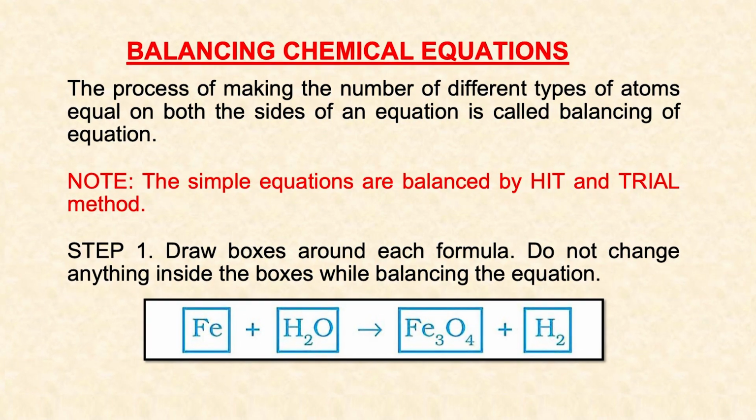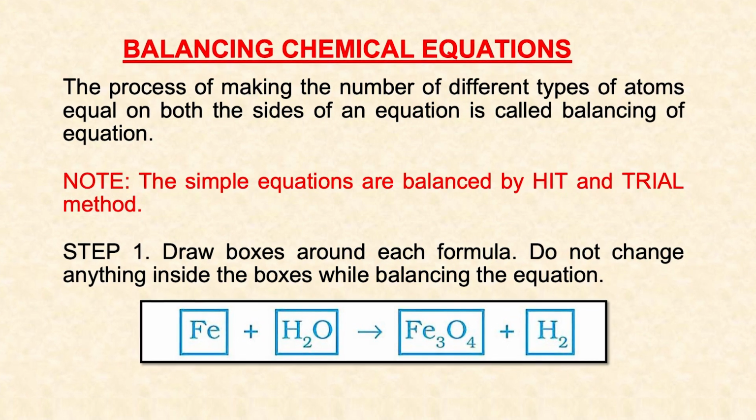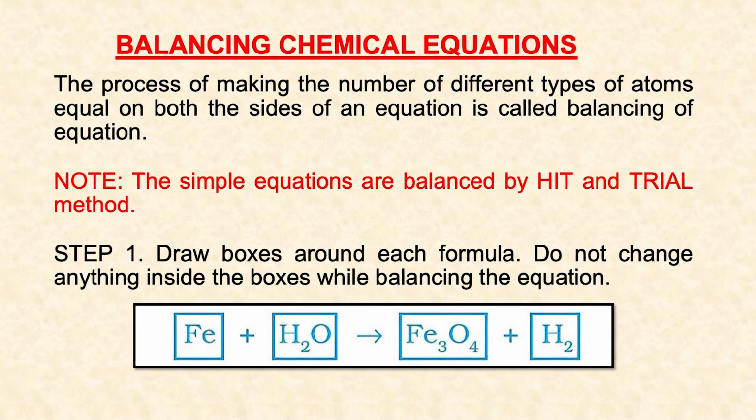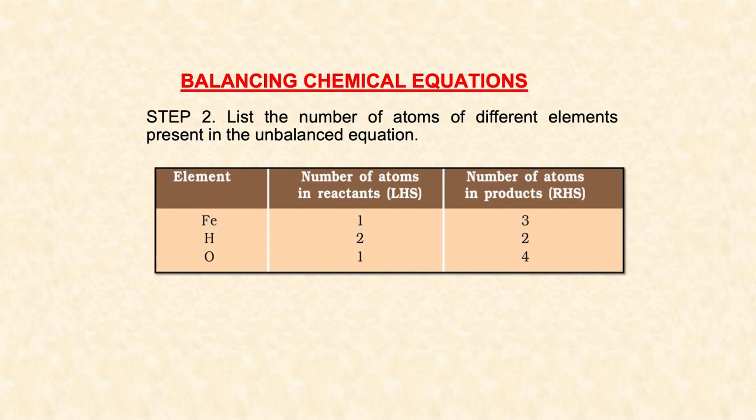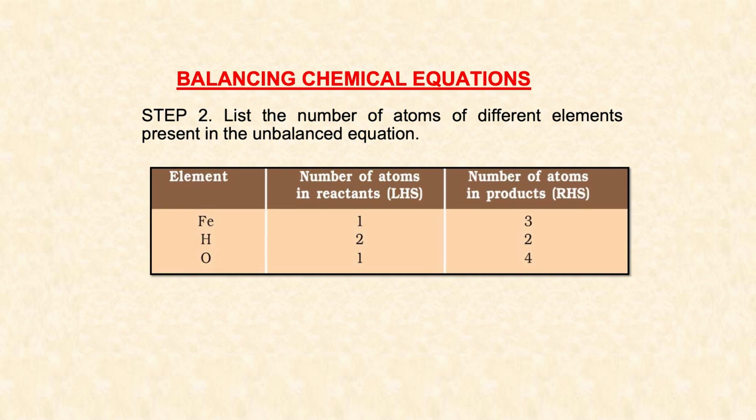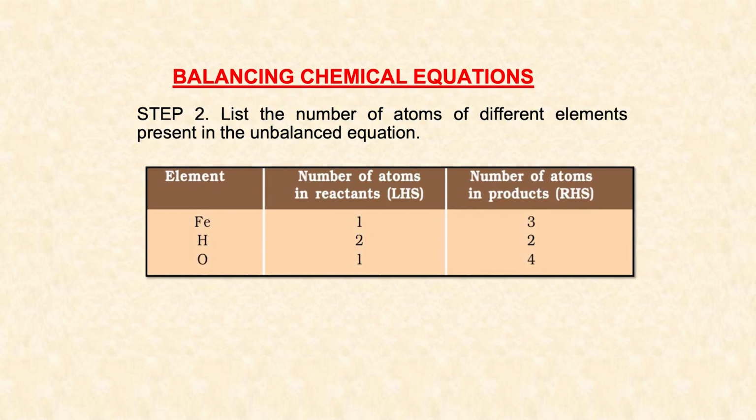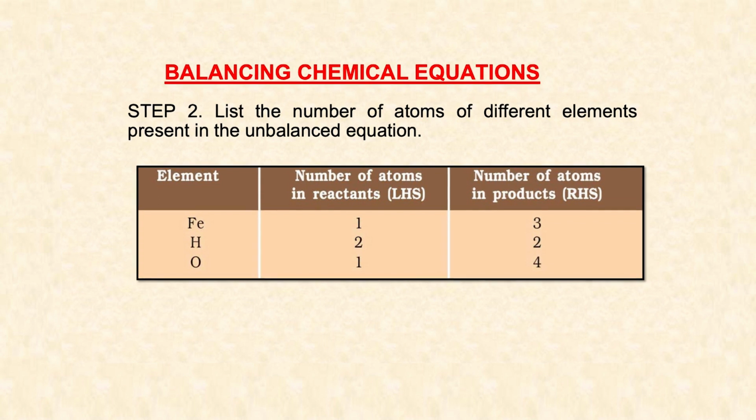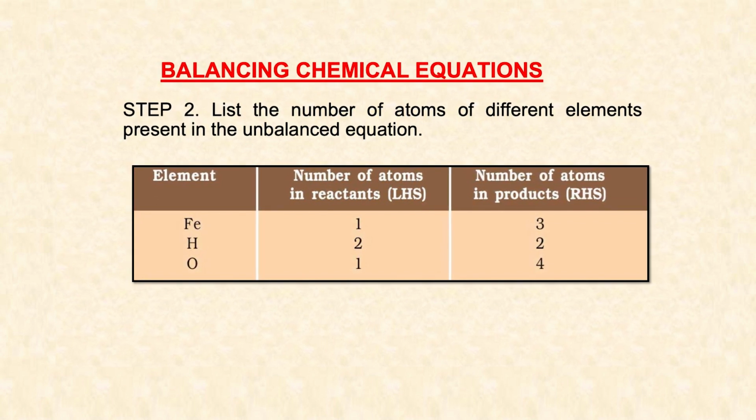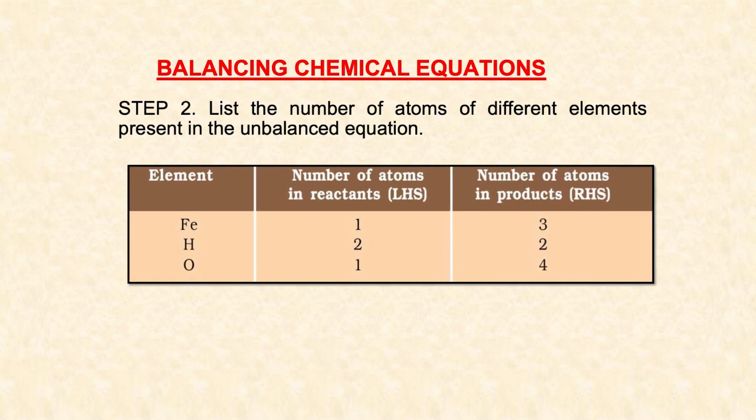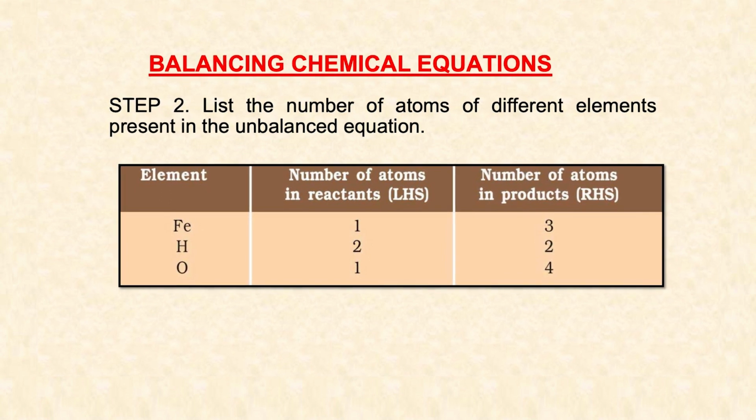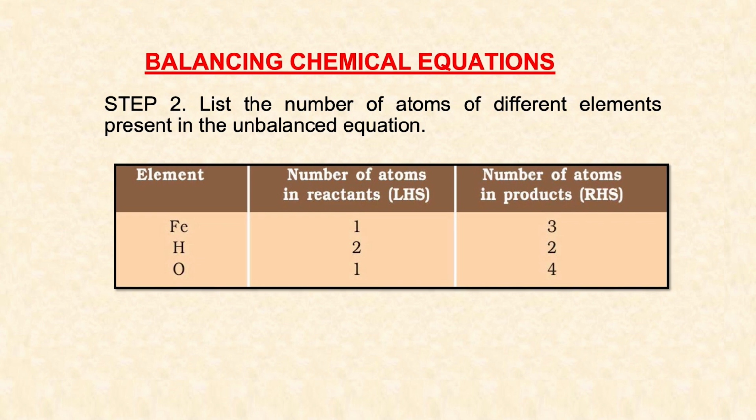To balance a chemical equation, first draw boxes around each formula. Do not change anything inside the boxes while balancing an equation. Step 2 is to list the number of atoms of different elements present in the unbalanced equation in a tabular form as shown here. Iron atoms on left hand side is 1 while on right hand side is 3. Hydrogen atoms on both the sides are equal, that is 2. And oxygen atoms on left hand side is 1 whereas on right hand side they are 4.